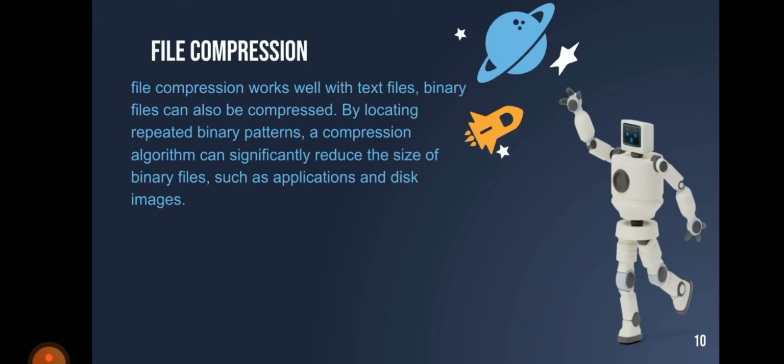File compression works well with text files. Binary files can also be compressed by locating repeated binary patterns, and compression algorithms can significantly reduce the size of binary files such as application and disk images.